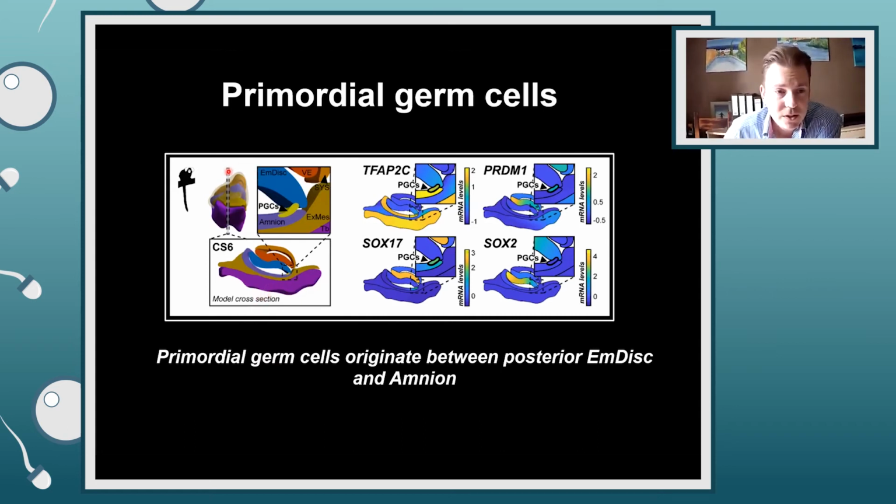If we look at the cross section, so this is the 3D model, then this is the cross section here. So we find them in the posterior end, sandwiched in between embryonic disc and amnion. And as we have heard, they express SOX17. They express TFAP2C and PRDM1, BLIMP1, but in contrast to the mouse, they're negative for SOX2.